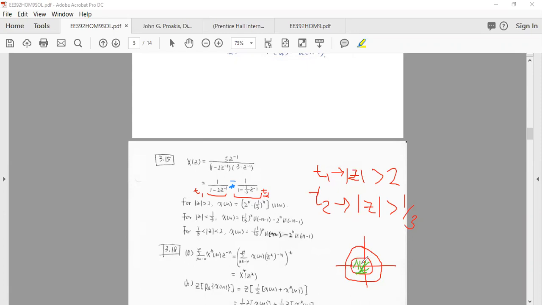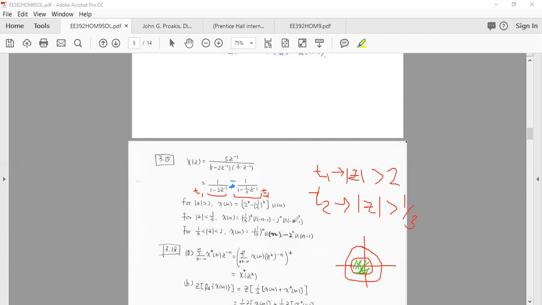In that particular case, again using the Z transform properties, it will be negative a to the power of n. So the anti-causal signal of this particular Z transform will be negative 2 to the power of n. Over here it was positive 2 to the power of n, now it will be negative 2 to the power of n, multiplied by u of negative n minus 1.